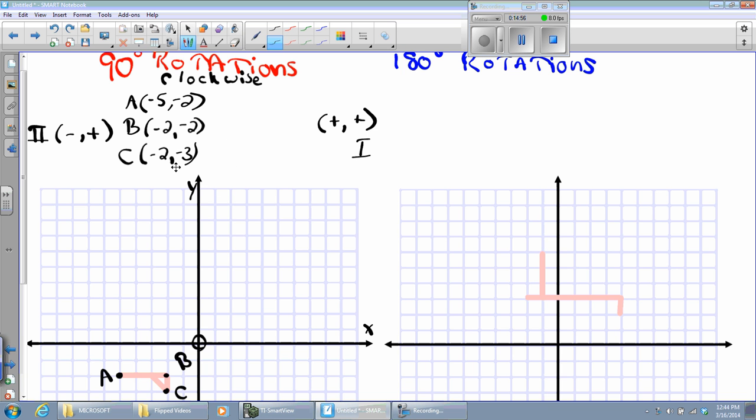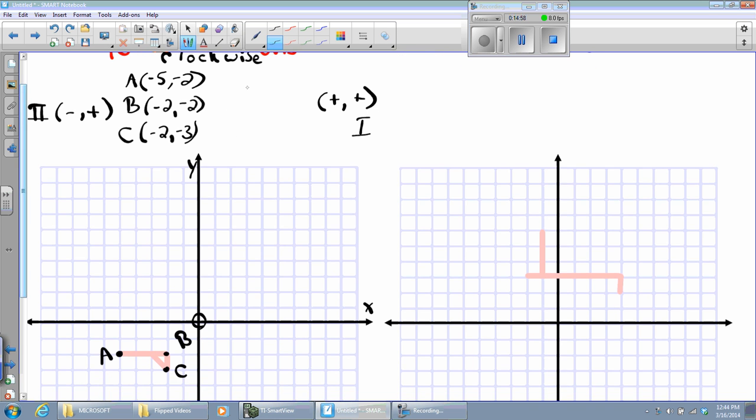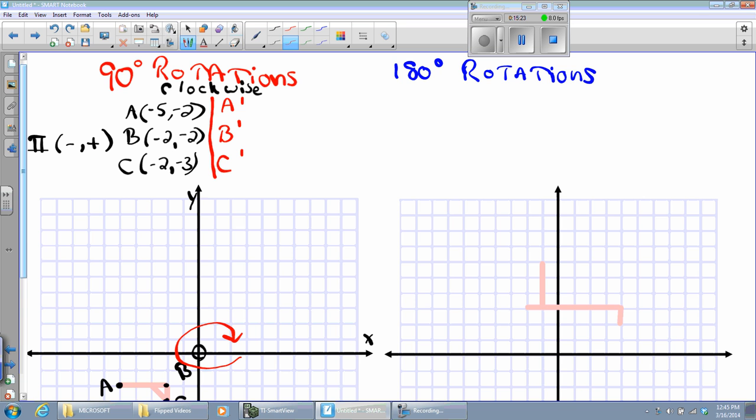Okay, now we're going to go clockwise on this, and the hands of a clock move in this direction, right? So I'm in quadrant 3, I'm going to end up in quadrant 2. So the new points, A prime, B prime, and C prime, are going to end up in quadrant 2, which means they're going to have a negative and then a positive sign. So for the 90-degree rotation, I switch X and Y's positions. So I go 2, 5, and I know that X is negative.